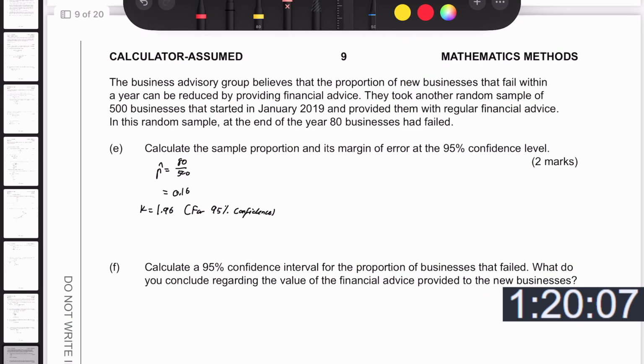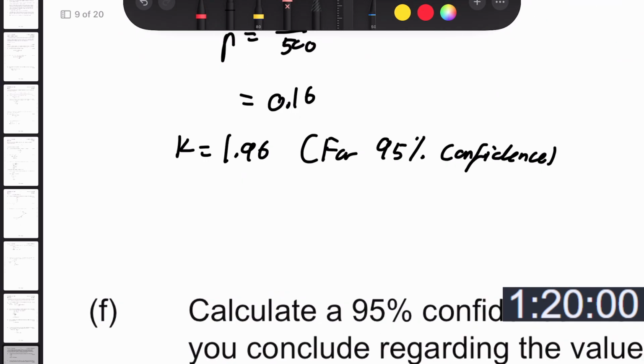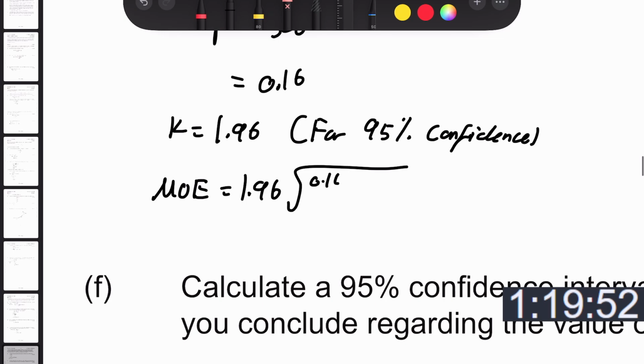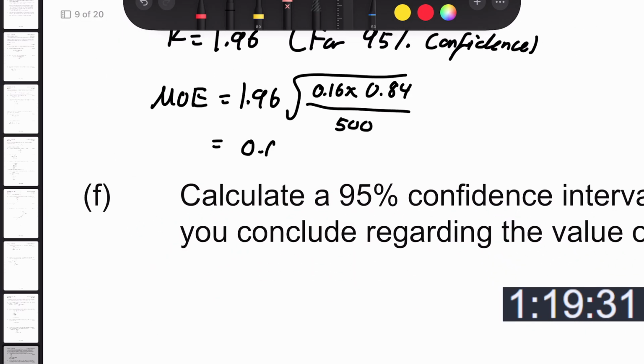No, actually, the paper has been pretty alright recently. Let me make sure my 80 on 500 calculation is correct. Yep, okay, and so the margin of error is 1.96 times the square root of 0.16 times 0.84 all over 500. It's going to be 0.0321.